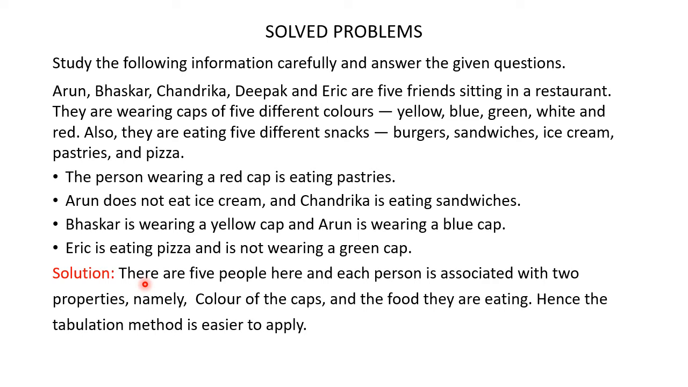Now, in this problem, it's given that there are 5 people and each person is associated with 2 properties, namely color of the caps and the food they are eating. Hence, the tabulation method is easier to apply to solve this problem.